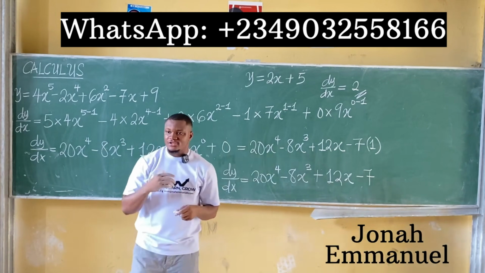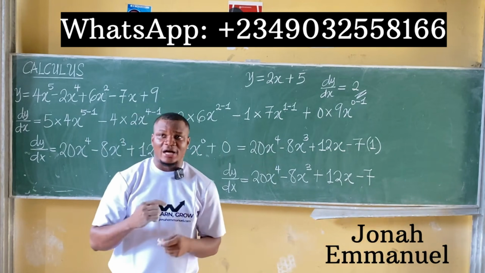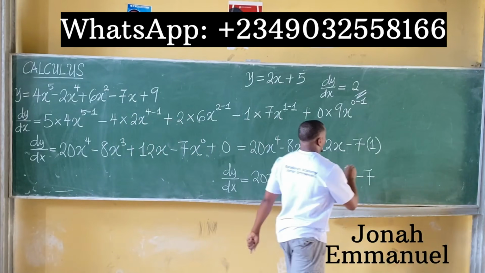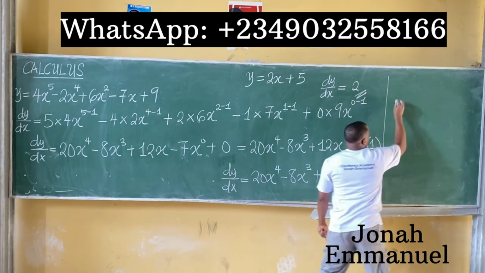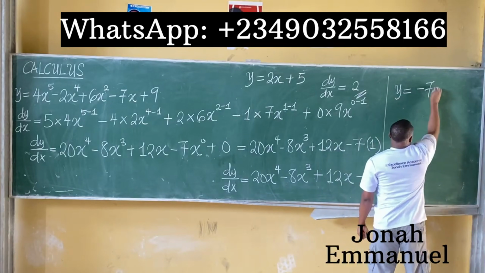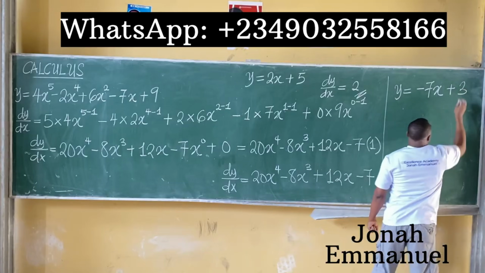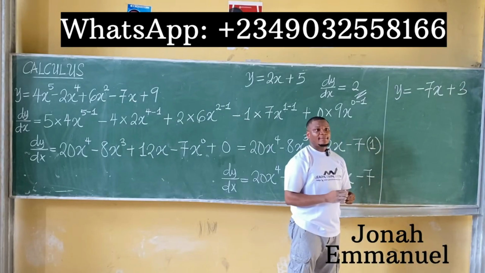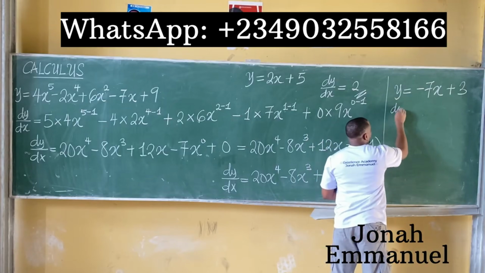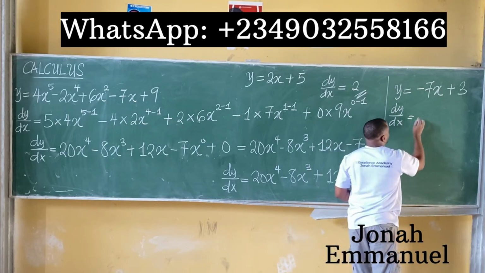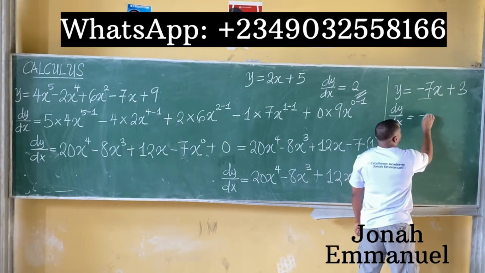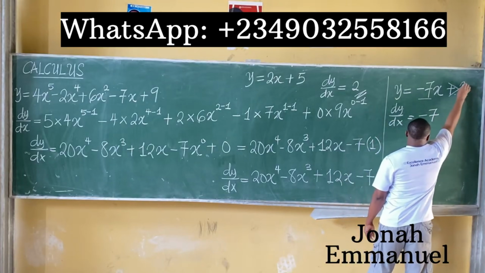Now I'm trying to be very slow and I'm teaching from scratch. Soon I'm going to run. So please take note. If I have y equal to minus 7x plus 3. Please, what's the dy dx here? Minus 7. All right. So dy dx will be equal to this term. Minus 7, constant, it will go off. So that's your answer.